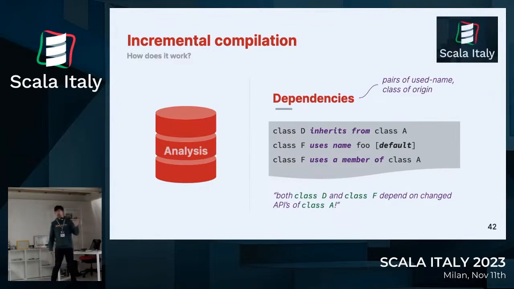And then the dependencies is the dual to that. So we say, either class D inherited from class A, or we say class F used some name foo, and we don't even know where it came from. It just used a name called foo. And class F is also perhaps using any member from class A.